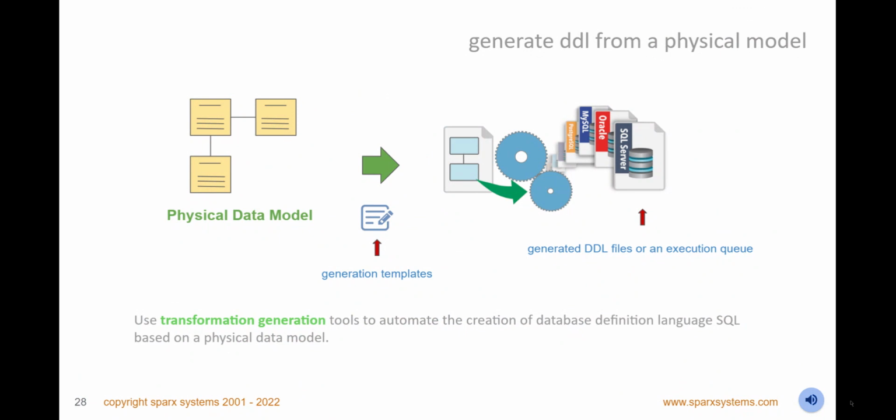Generate database definition language from a physical data model using the transformation tool. Use system-defined templates or tailor the templates to specify the format and output required to suit your organization's data modeling and coding standards. The DDL can be generated to a file and executed outside the tool, or to a dependency-ordered execution queue that can be run inside the tool.